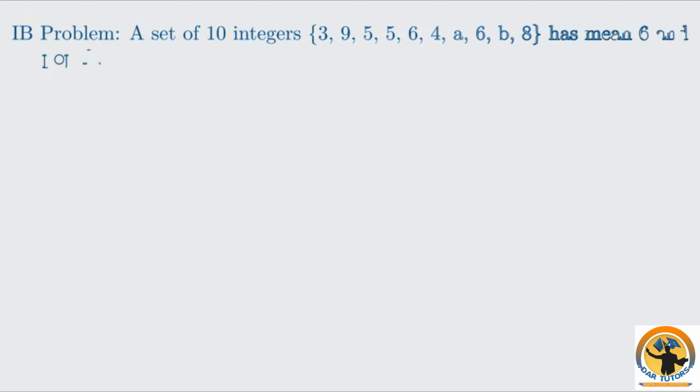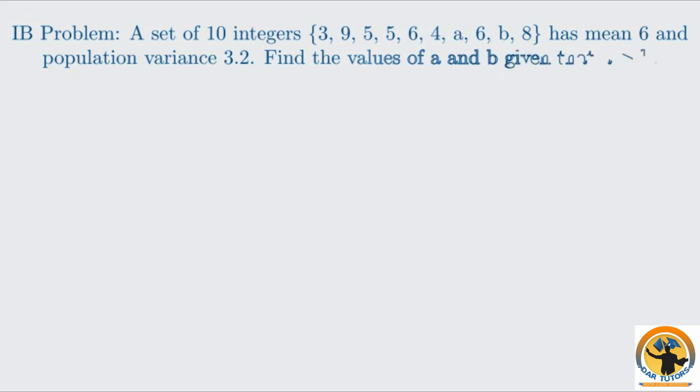Let's work through an IB-style problem to apply the concepts we've learned. We have a set of 10 integers. We are given the mean is 6 and the population variance is 3.2. Our goal is to find the two missing integers, a and b. This problem requires us to use the properties of both the mean and the variance.